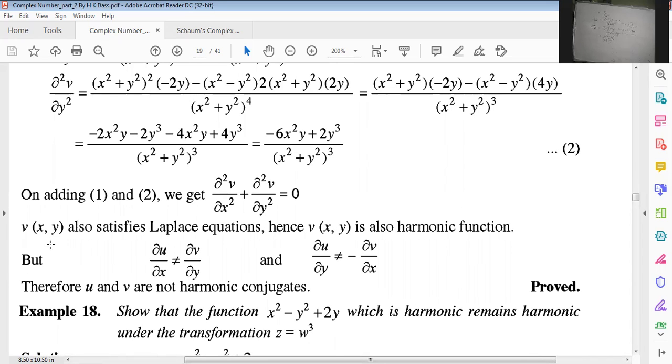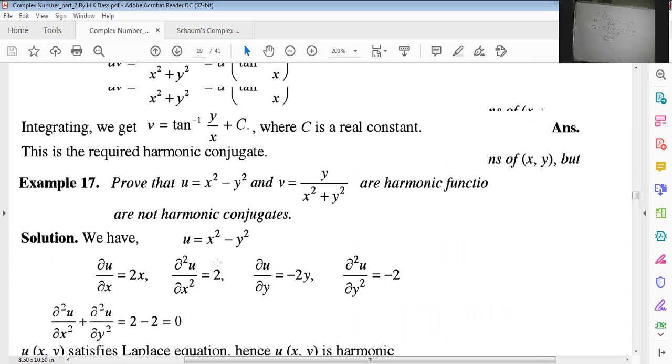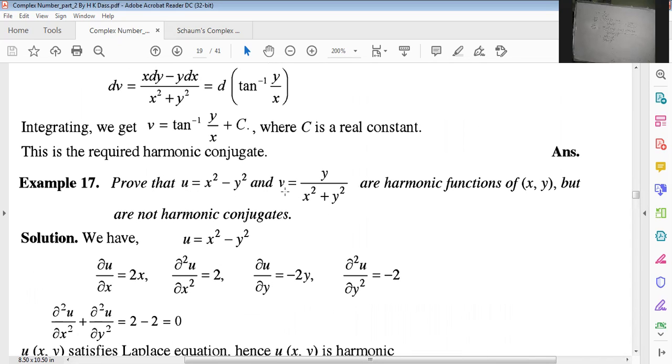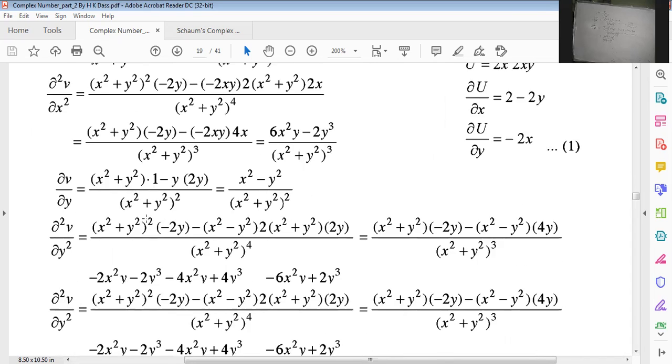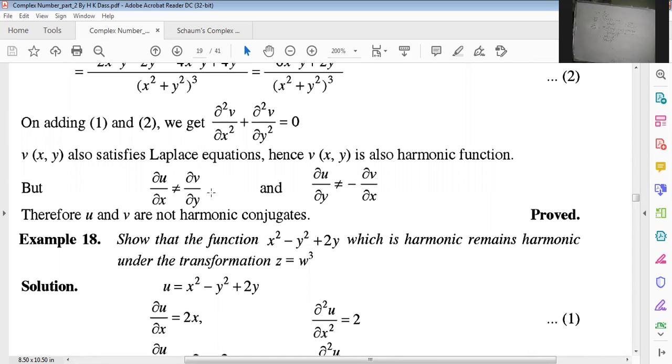But remember this, ∂u/∂x is not equal to ∂v/∂y. That means the Cauchy-Riemann conditions are not satisfied. So u and v are not, sorry, analytic function. We have proved that this u and v are harmonic, but conjugates are not harmonic, because the Cauchy-Riemann equations are not satisfied. So their conjugates u and v are not analytic and also harmonic.